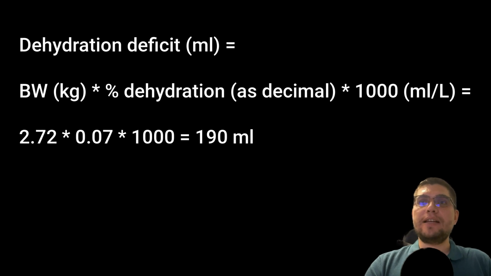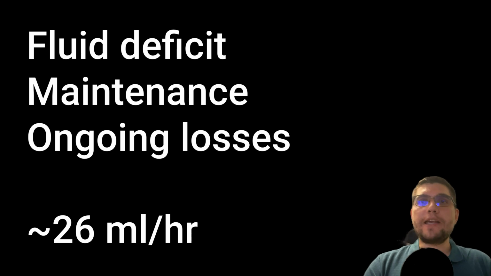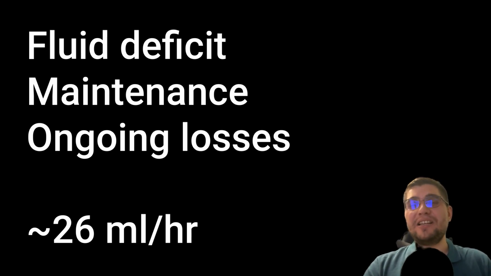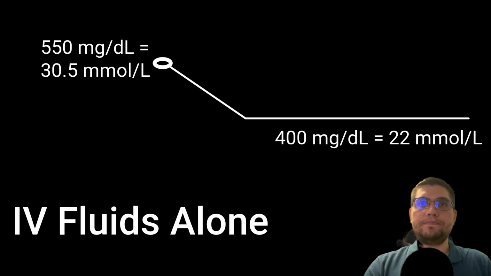Next, we calculated his dehydration deficit that was about 190 mils. You can see the calculation on the screen right now. If we correct this deficit over 12 hours, plus provide maintenance rate and account for ongoing losses, the total fluid rate will be around 26 ml per hour.